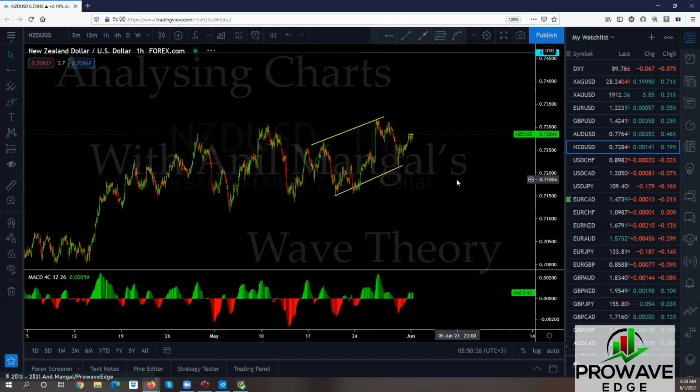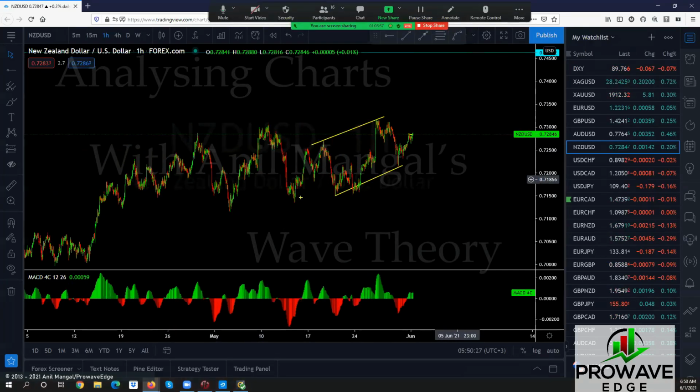What we're looking for is a possibility of this making the flat within this structure. So you've got one up, one down, one up, one down, and we're probably getting one more up here. That just makes a bigger flat in here for one more down. So probably a little more up there, and then we'd be looking for a sell setup.